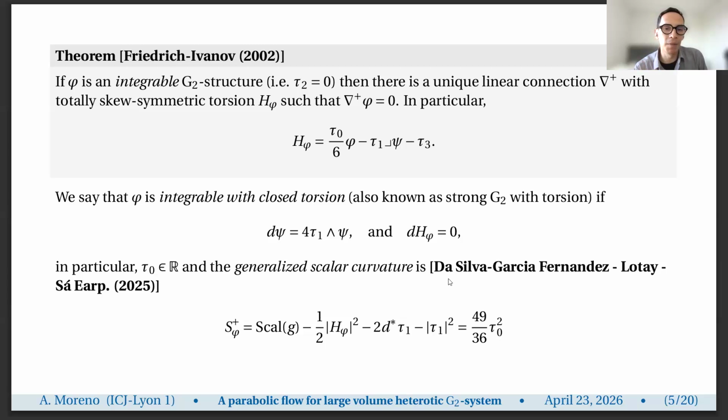They proved that if you have this kind of G2 structures, in fact, the torsion tau naught is exactly a constant, it is no longer a function. And this constant describes exactly the generalized scalar curvature, which is another quantity in generalized geometry.